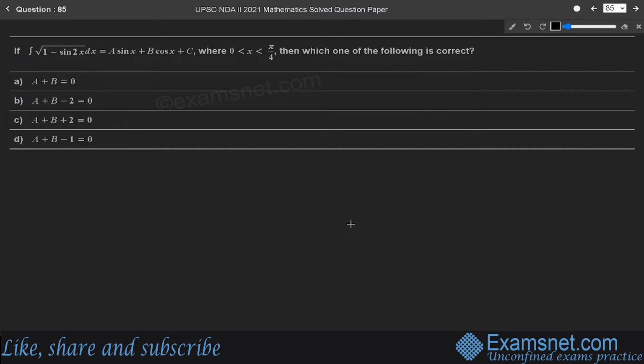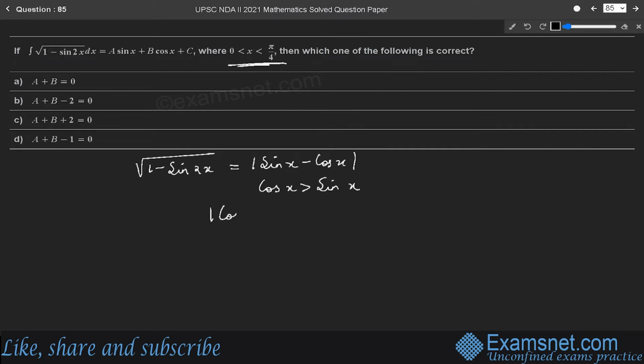So we know that there is a concept, whenever we see under root of 1 minus sin 2x, it is always equal to modulus of sin x minus cos x. But in this question, x lies between 0 and pi by 4. It means that for this question, cos x is greater than sin x. So for this question, it will be written in this form, cos x minus sin x.